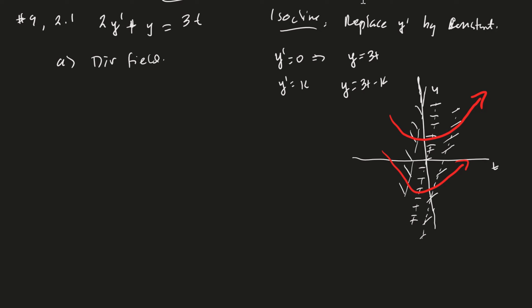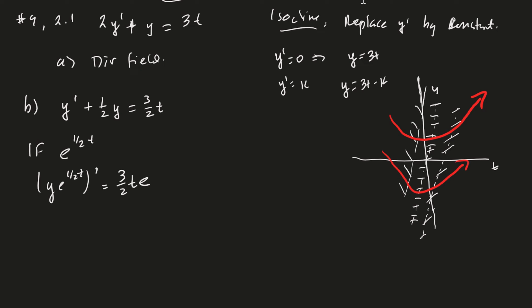But let's go ahead and move to part B now, because part B is where we're going to actually solve the differential equation. So in part B, we'll take y prime. Notice I'm going to write it in standard form first. So my integrating factor is e to the 1/2 t. And so I'll rewrite my differential equation. And remember to multiply both sides by your integrating factor.